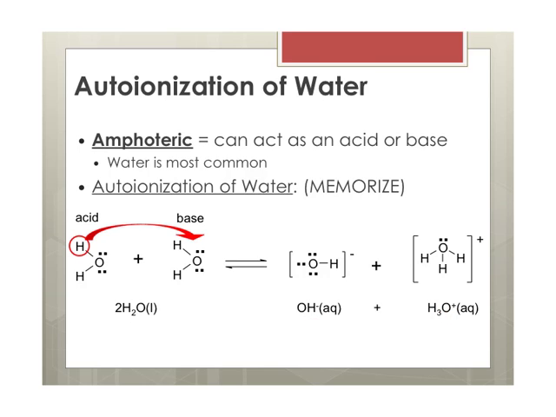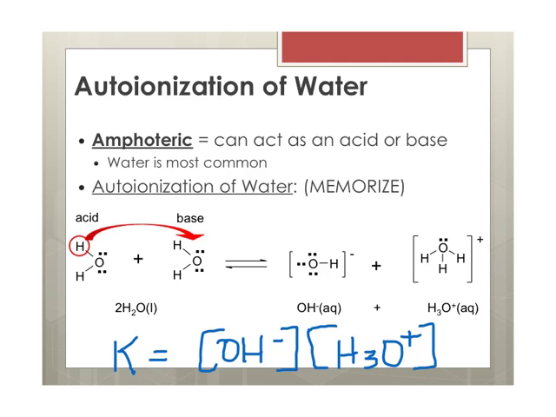Okay? So think about if we were going to write the K expression for this reaction. The K would equal the concentration of the hydroxide ion times the concentration of the hydronium ion, and we do not put it over the concentration of water squared because water is a liquid. So this does not affect the equilibrium, and it does not go into our equilibrium expression. This K happens to be called Kw for water, which we'll talk about on the next slide.